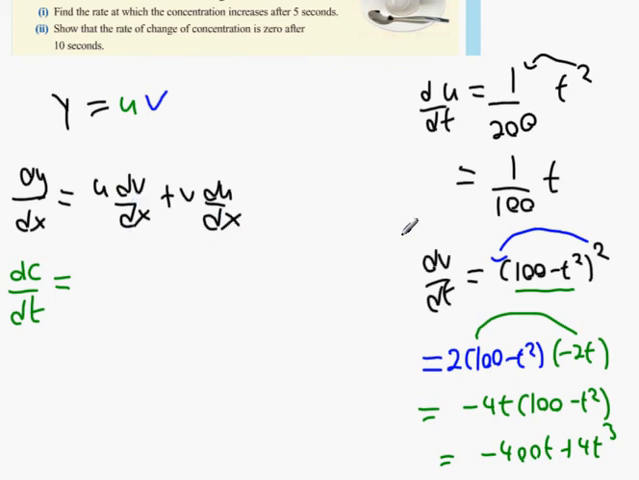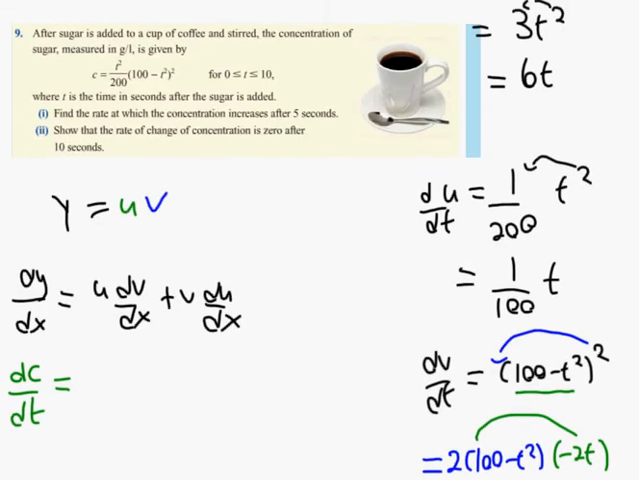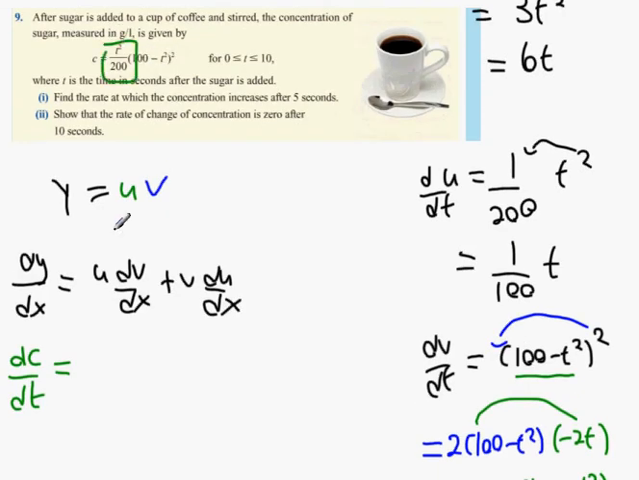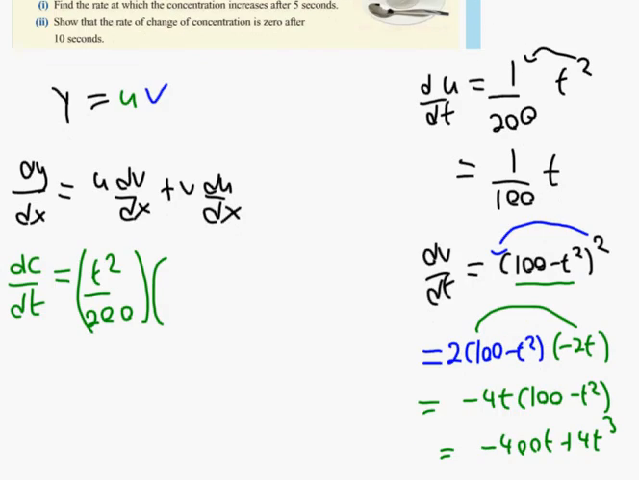u dv/dx is going to be u, we said, is t squared divided by 200. And then what do we say the dv/dx is? 400t. No, it's 1 over 100t.